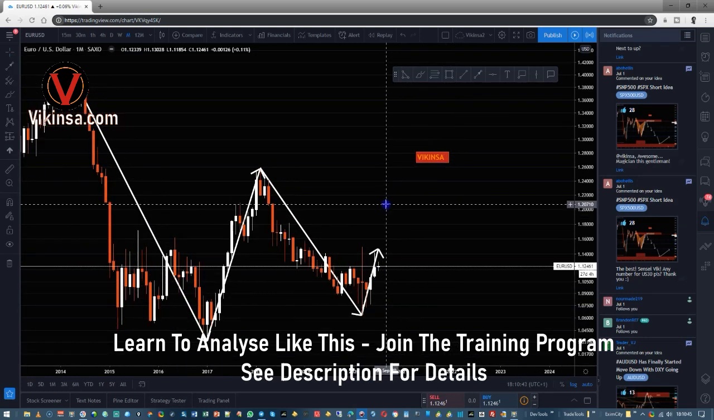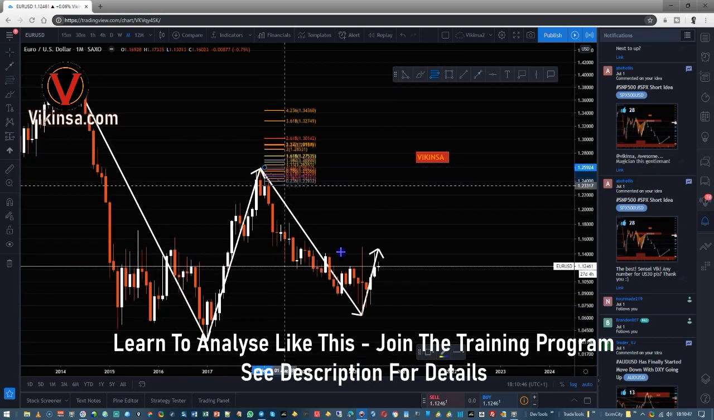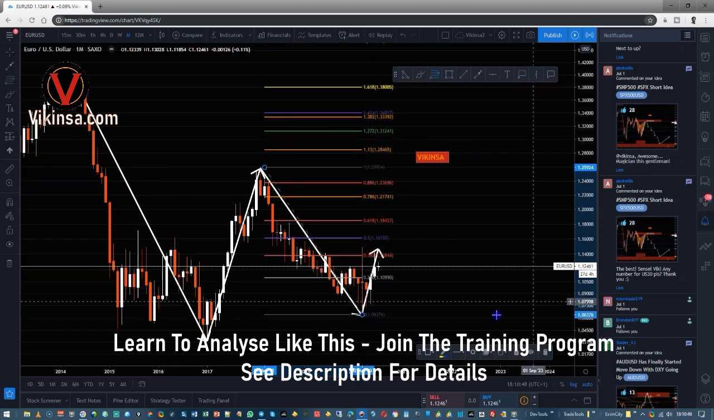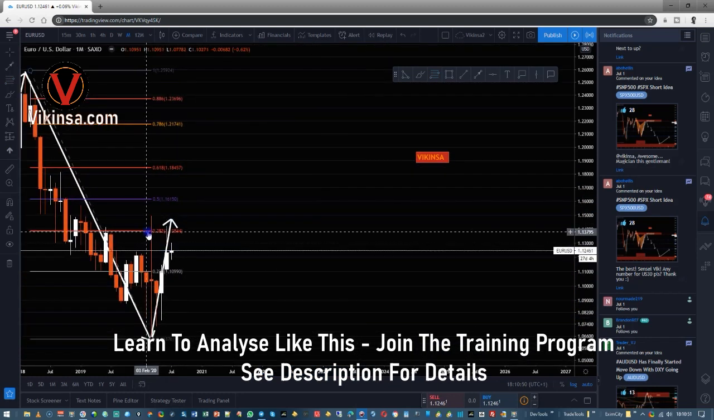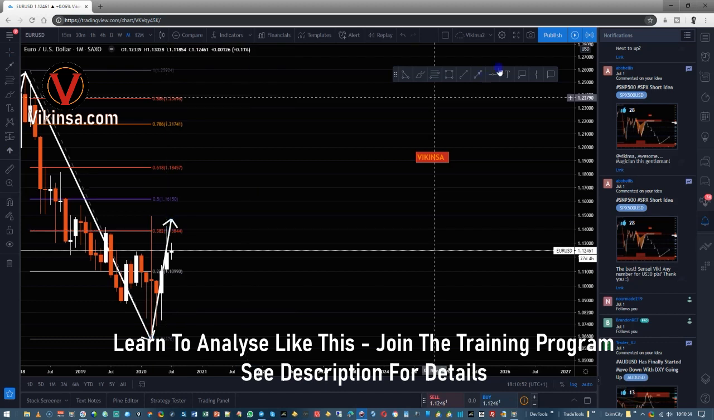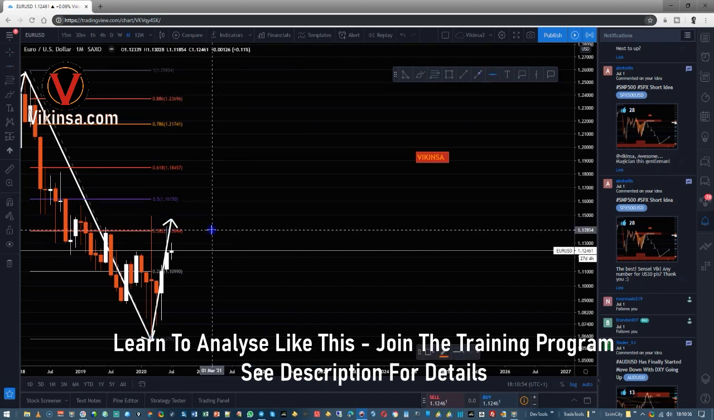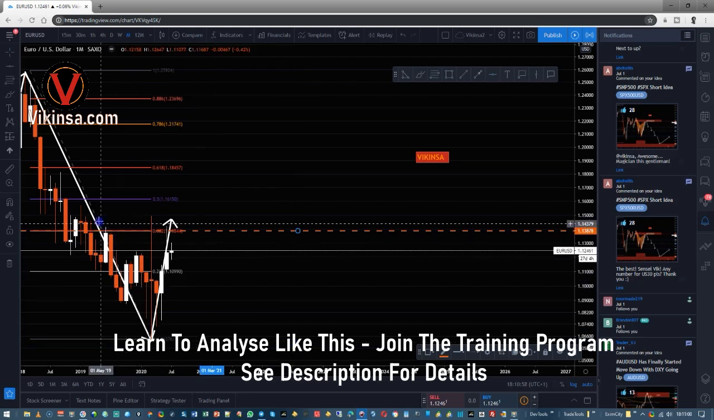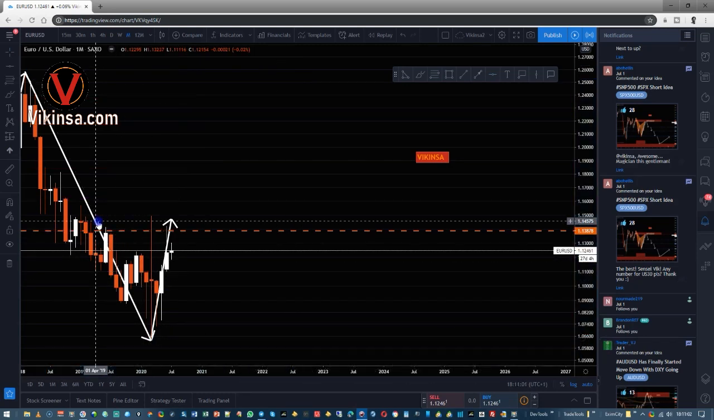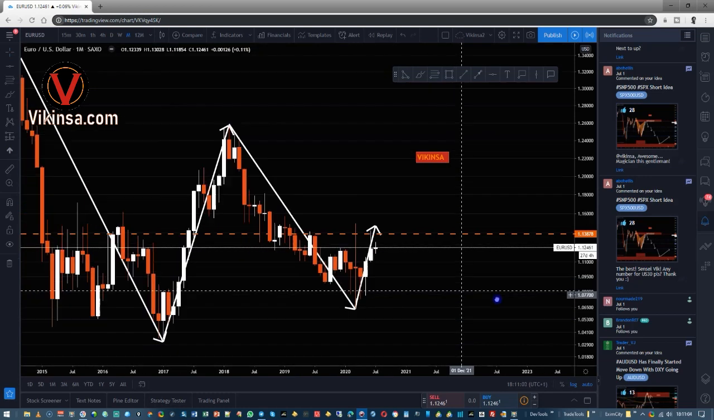So what we do here is we draw Fibonacci on it, and once we draw Fibonacci, we can see that market actually came to the 38.2 Fibonacci level, which is an important level. So we draw a line there just to remind us that this is an important level.